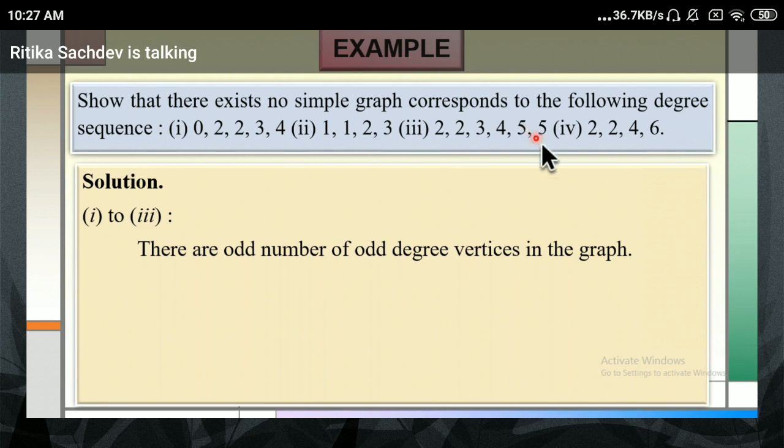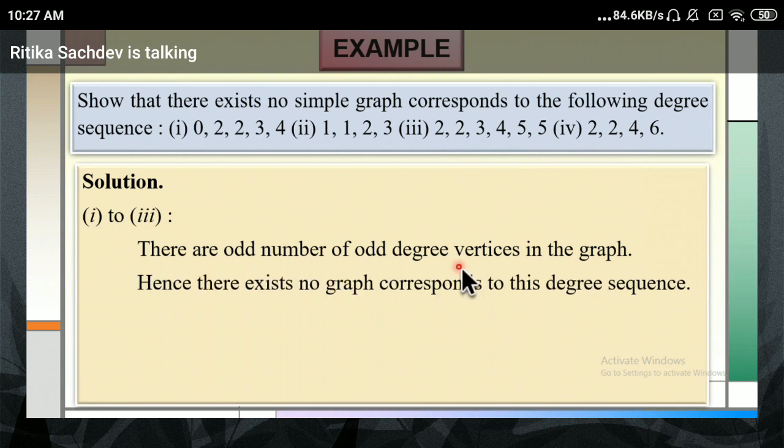Again, in the third one, I have 5, 5, and 3. So there are 3 vertices of odd degree. If there are an odd number of odd degree vertices in a graph, the graph does not exist. So there are 2 ways of doing it. One is you add up all the degrees and say if it is even, fine, we will wait. But if it is odd, the graph does not exist.